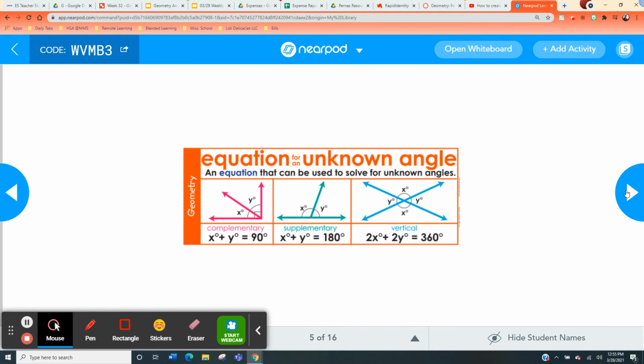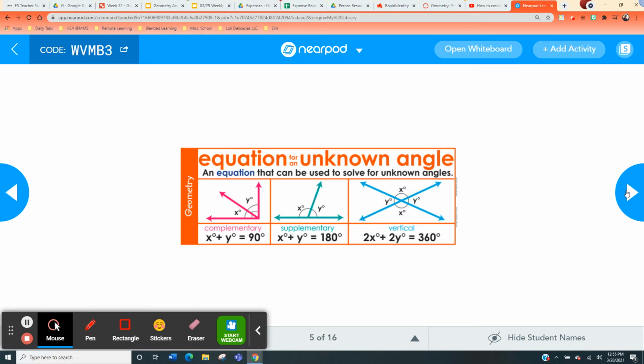So a little vocabulary. Equations for an unknown angle. Basically, you are equaling it to the sum. With complementary, you're equaling the two or more angles to 90. With supplementary, you're doing the same, but with 180. And with vertical, it's different ways. You can either do it to 360 for the whole thing, or you're equaling it to the one vertical or across from it.